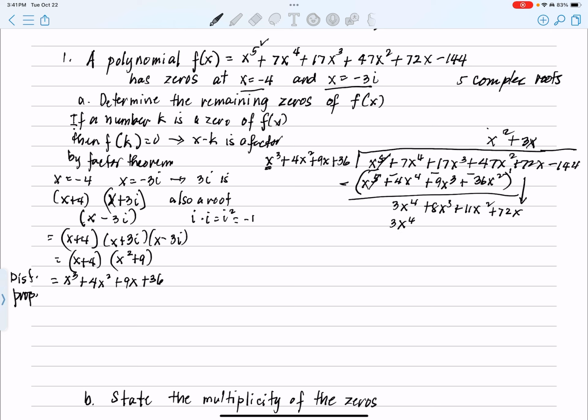Okay. Then 3x times 4, that is 12x cubed. Then 3 times 9, that's 27x squared. Then 3 times 36, that is 108x.